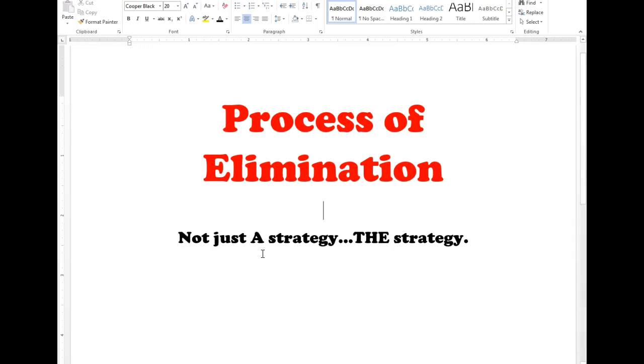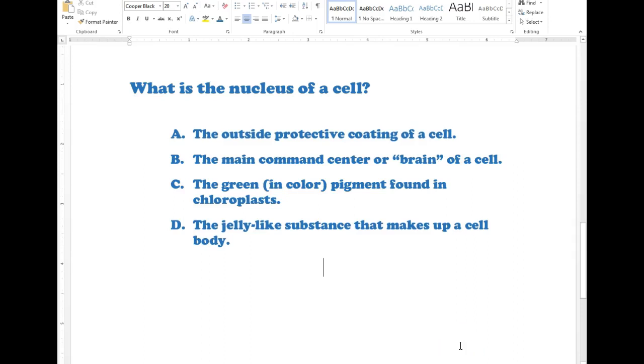Think back to when you were in elementary school. When you took a multiple choice test in elementary school, you probably were able to recognize the right answer right away. Let's look at this question that might have been on an elementary or maybe middle school test. What is the nucleus of a cell? If you look through these multiple choice answer choices, you'll probably notice a key phrase right away that you will connect with the word nucleus.